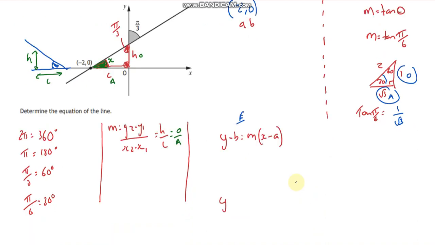So y take away 0 equals 1 over root 3 times x plus 2. Times that by root 3. So that's just x plus 2. And I think I would just leave it like that.